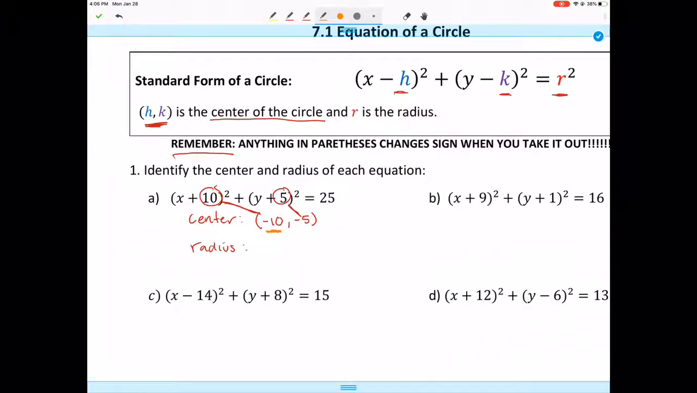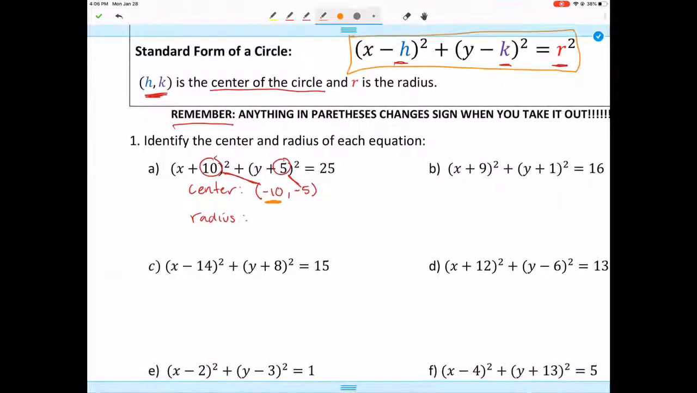So when you plug stuff into this equation for the standard form of a circle, you don't need to worry about switching signs. It will already do it for you. But when you take things out, you need to switch those signs, so that when you plug that back in, it would go back to the original sign that you needed. So let's do some more examples.